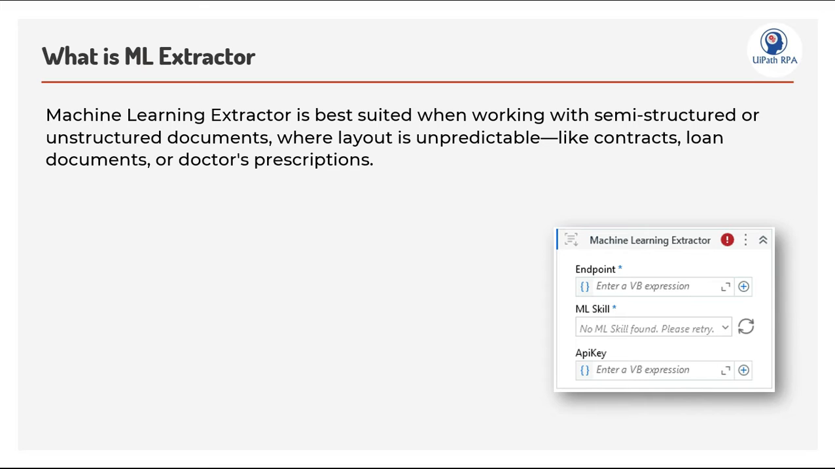This is best suited when working with semi-structured or unstructured documents where the layout is unpredictable, like contracts, loan documents, or doctor's prescriptions. If you use this, you don't need to tell it how the document looks like and where to look for the data. You just tell it what data you need. And this machine learning extractor can extract the data that you need. So let's see how to configure ML Extractor inside the data extraction scope.